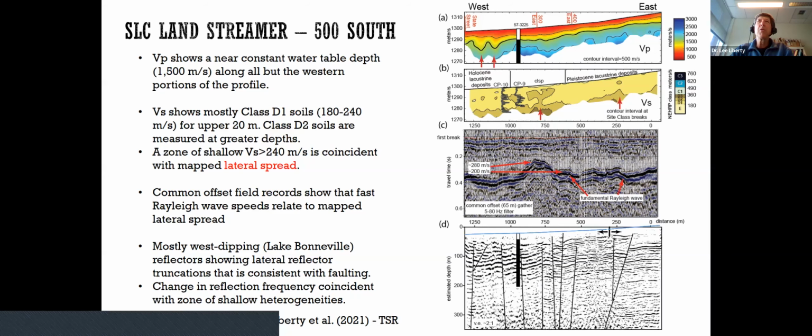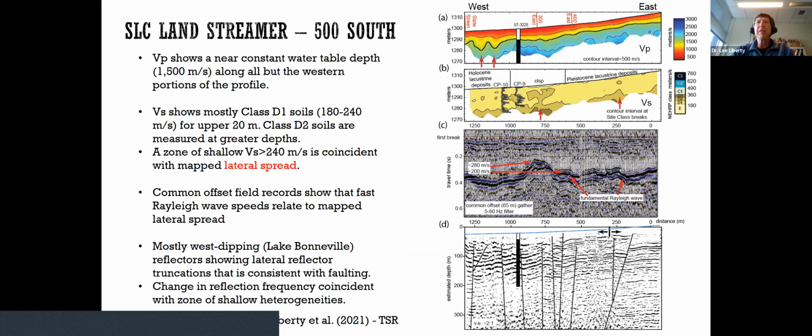So if you want to question whether or not this elevated shear wave velocity is valid, we can look at the raw field gathers and say, yeah, we see elevated shear wave velocities here, or Rayleigh wave speeds, which translate directly to elevated shear wave velocities, because the Rayleigh wave speeds are mostly controlled by shear wave velocities and they're relatively insensitive to P wave velocities.